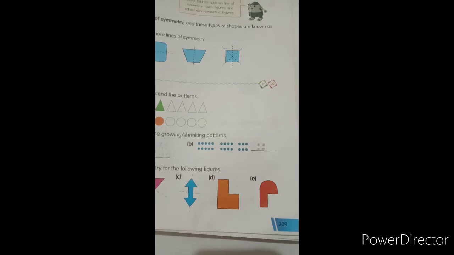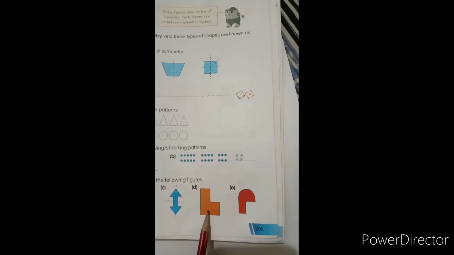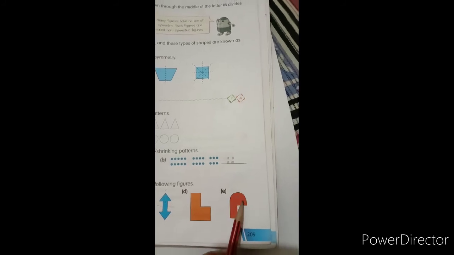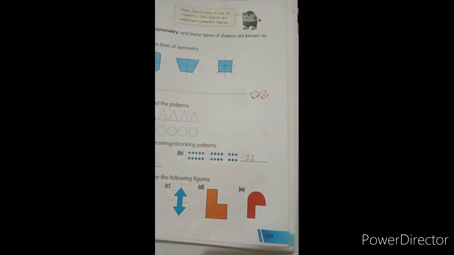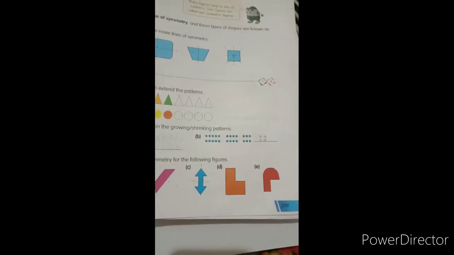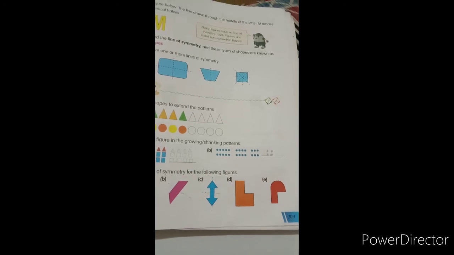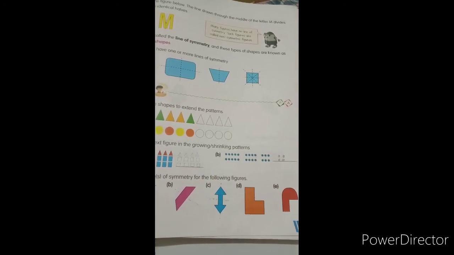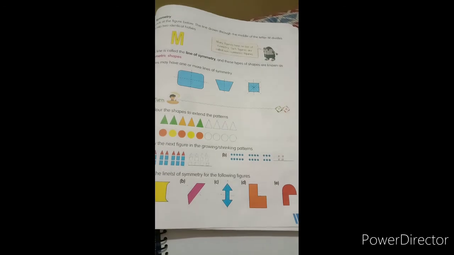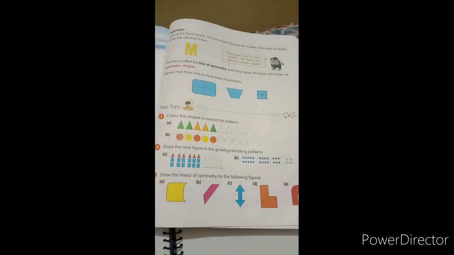Okay, and in the last 2 terms, in that L and this term, there is no line of symmetry, because no such line can be drawn which divides it into two identical shapes. So there is no line of symmetry. I hope you understood the topic of patterns.